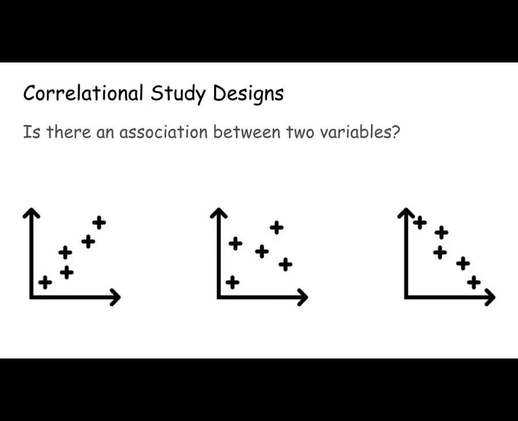Correlational study designs are also descriptive. Here we're looking for an association between two variables. So is there some sort of relationship? As one variable increases, does the other variable increase or decrease?